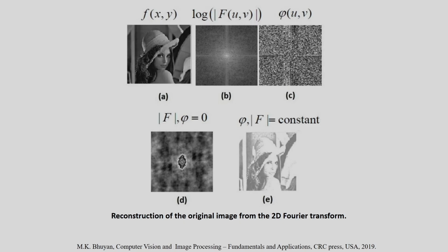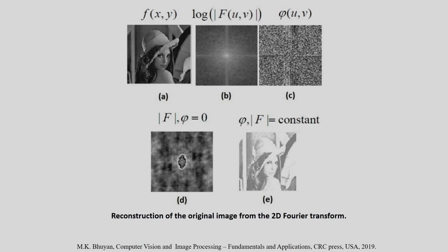Now in this example I want to show what is the meaning of the phase information and what is the meaning of the magnitude information. Phase information represents the edge information or the boundary information of the objects that are present in the image. And for applications like medical image analysis, this phase information is very important. And what is the meaning of the magnitude? Magnitude tells how much of a certain frequency component is present in the image, and the phase information tells where the frequency component is present in the image.